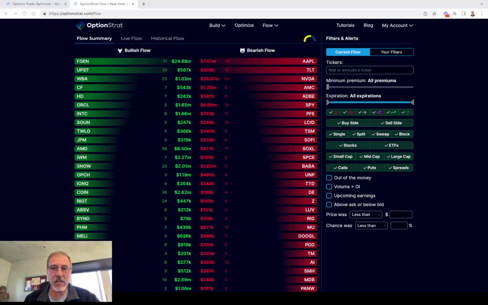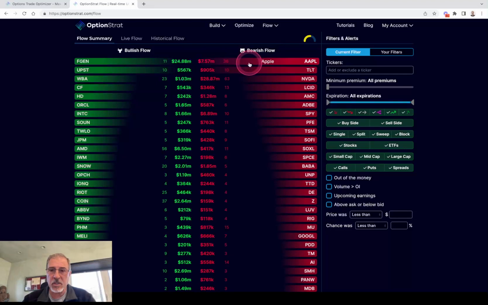Of course, any trades I suggest here are all paper trades, specifically geared toward helping people understand different sorts of trade concepts and ideas. So what I wanted to do right now is take a look at OptionStrat, and I'm looking specifically at the flow summary. This is a great tool. It gives me an idea of what volume is coming into different stocks in a bullish or a bearish flow.